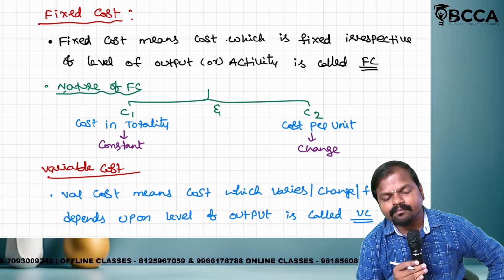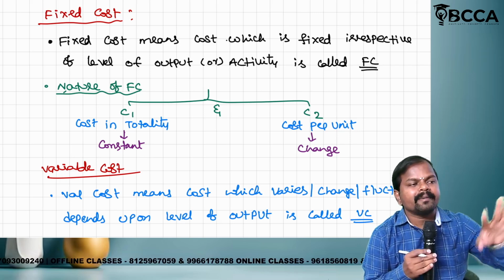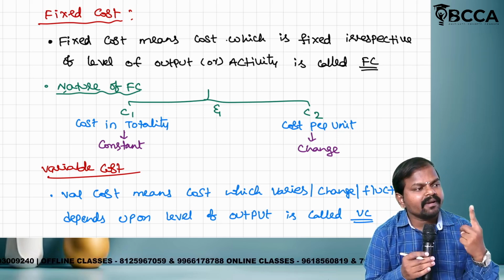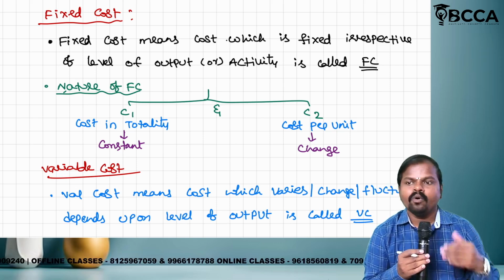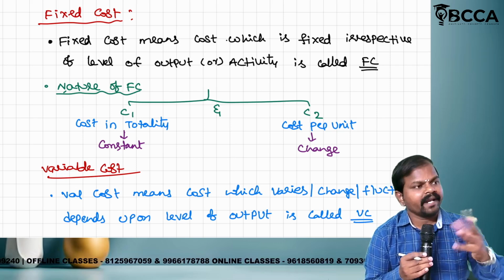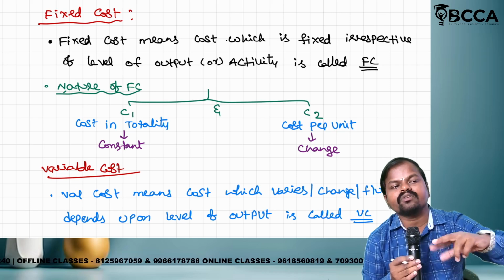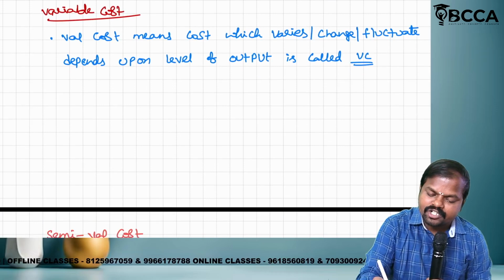Now tell me, how to identify whether question paper data is fixed? Two conditions should be checked by the student. Condition number 1, cost in totality should be same, or constant, or fixed. Three terminologies you can interchange. Cost per unit should change. Clear? Respond.